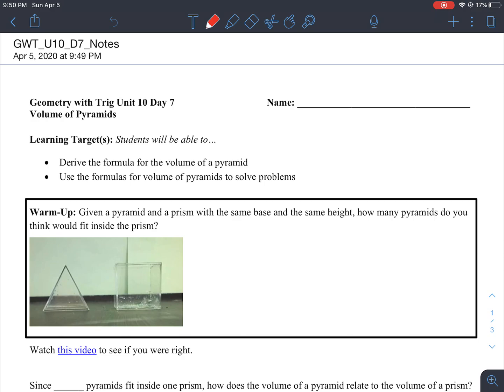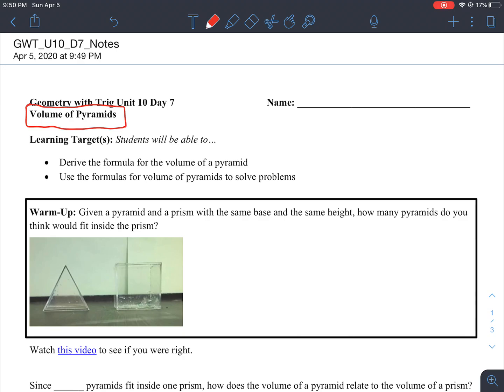So you can see today's lesson is Unit 10, Day 7, and we are going to be talking about the volume of pyramids. Now, it's been a while, over a week, since we last started talking about shapes, and Miss Flowers did a video lesson on how we would do the lateral area and surface area of pyramids. Today we're going to take a look at the volume, which again is how much space is inside of the shape.